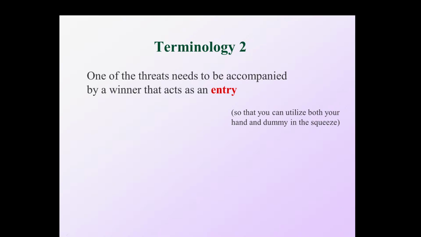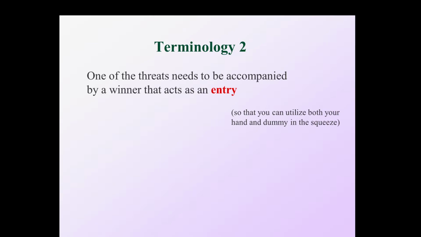One of the two threats that you own needs to be accompanied by a winner, and that winner is there to act as an entry. And the reason you need that is because you have two hands and you're trying to use both of them in the squeeze. So the only way you can get across from one hand to the other is to have an entry. And for technical reasons, which will become obvious later on, that entry must be with one of the threats. So that's something you need.